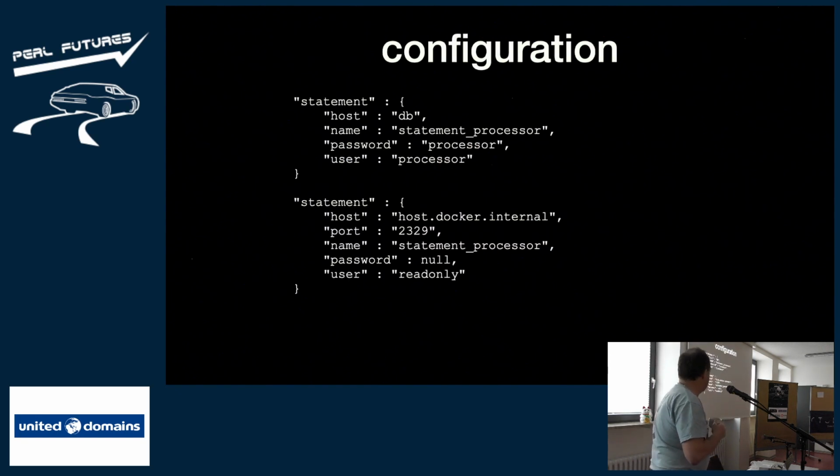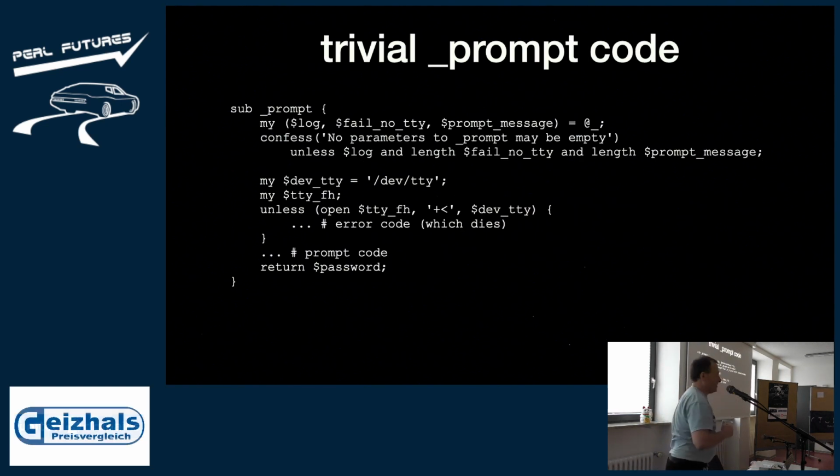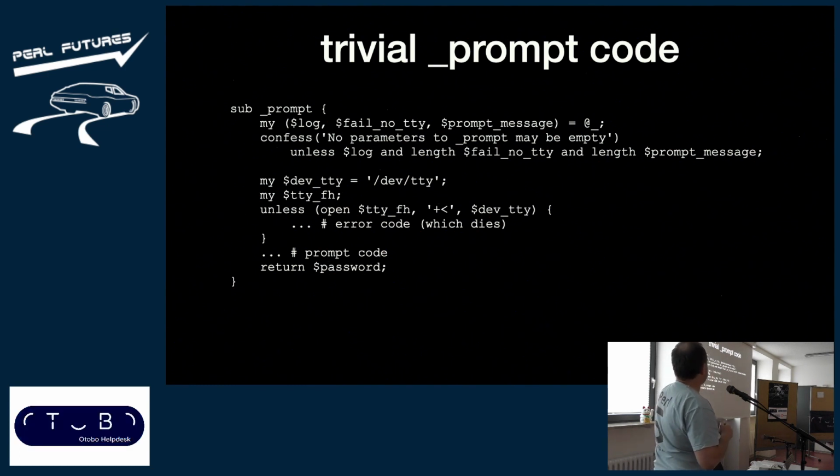And my prompt code, I think it backed up. It did. My prompt code is as trivial as pretty much this. I pass in a logger, that's for testing purposes. I pass in the prompts to use for the error, for I didn't open it, and the prompt message to show. I validate my parameters. I look for the TTY. If I fail to open the TTY, I call the error code. Otherwise, I grab the password, showing you that no echo stuff, and carry on.